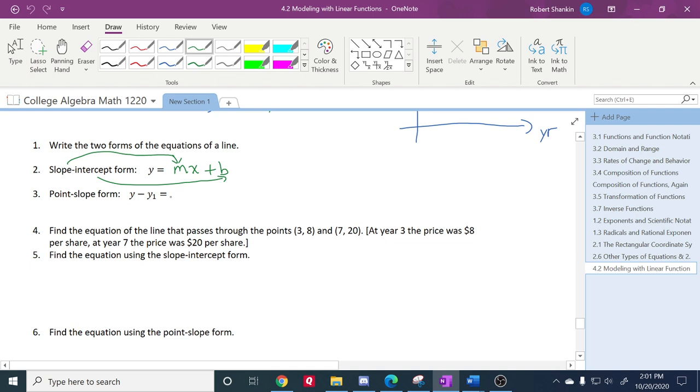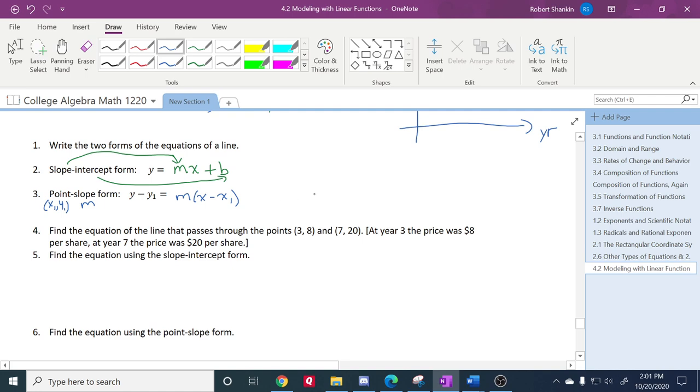Point-slope form, y minus y1 equals m times (x minus x1). And the point is (x1, y1), which you see in there. And the slope is m, which is also there. So that's why it's called the point-slope form.